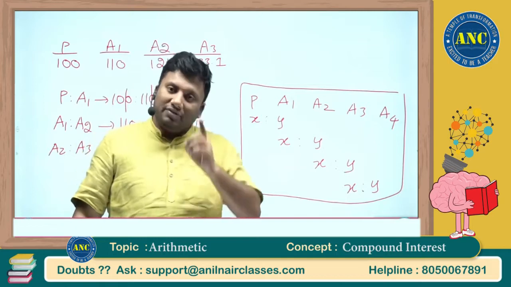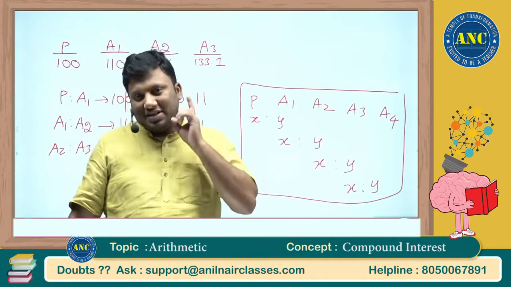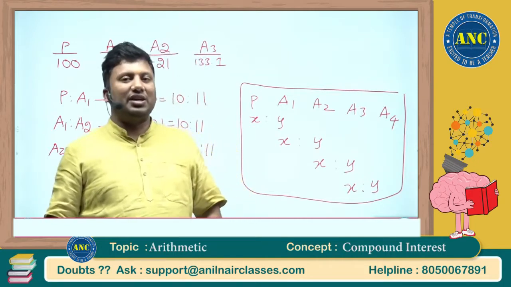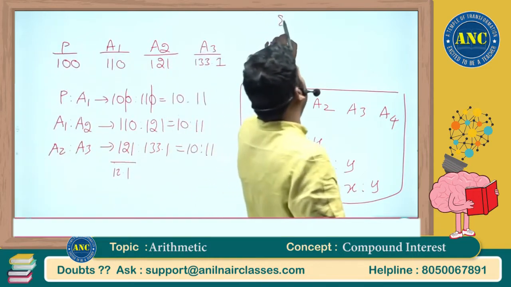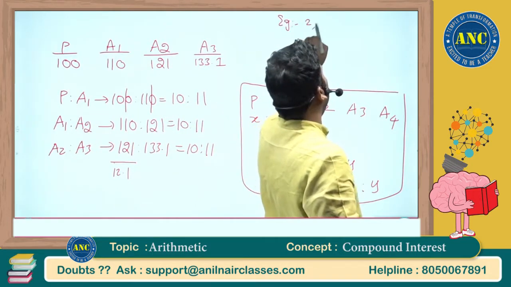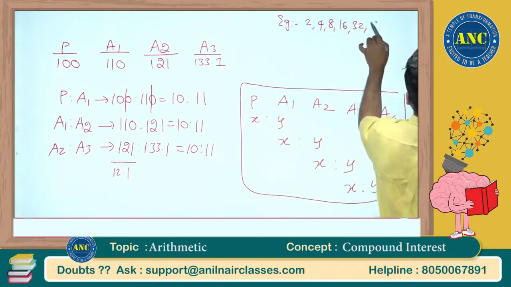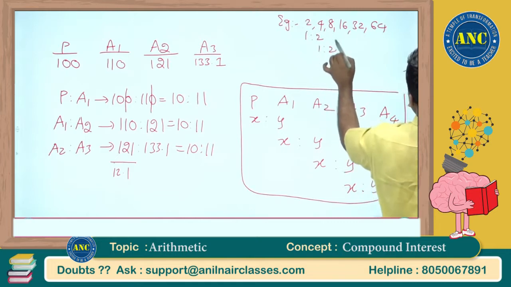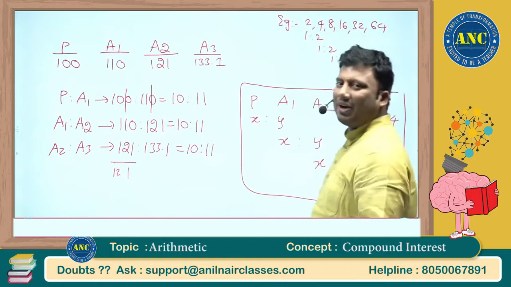If the series is in geometric progression, the ratio between the consecutive terms is the same. The best way to solve it, because it is in geometric progression, is to take a series 2, 4, 8, 16, 32, 64. These are in the ratio 1 is to 2, 1 is to 2, 1 is to 2. Are you all with me?